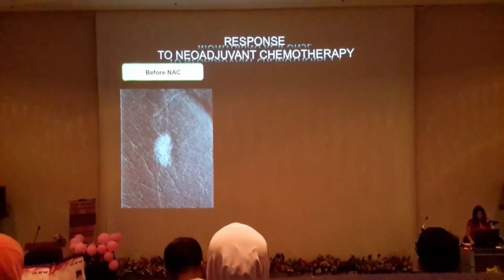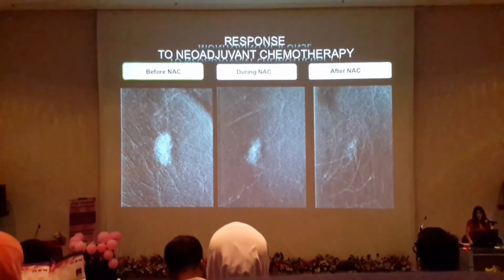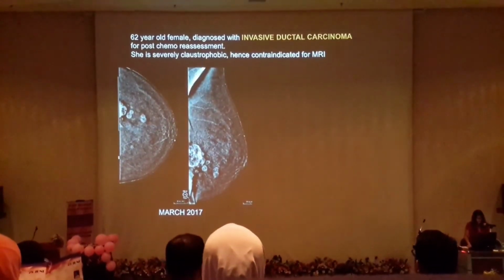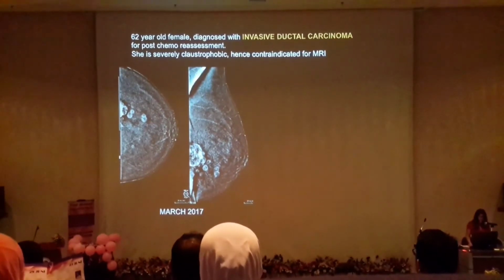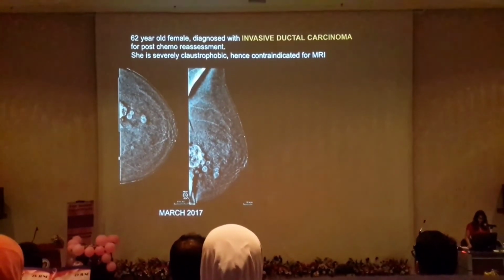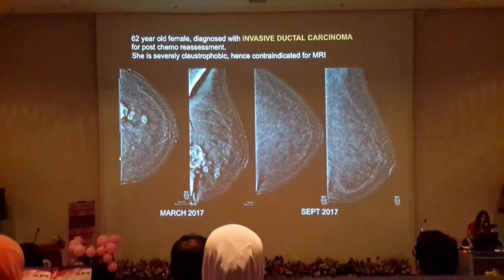Neoadjuvant chemotherapy. This is a case before neoadjuvant chemotherapy, during, and showing good response to treatment. This is a beautiful case that we did in Italy. She was a 62-year-old with an invasive ductal carcinoma. This was the image pre-chemo, in March 2017. By September, it had completely disappeared.